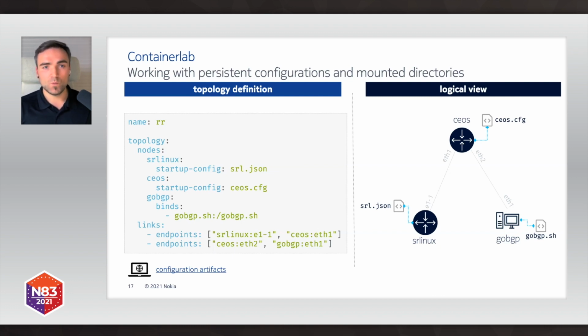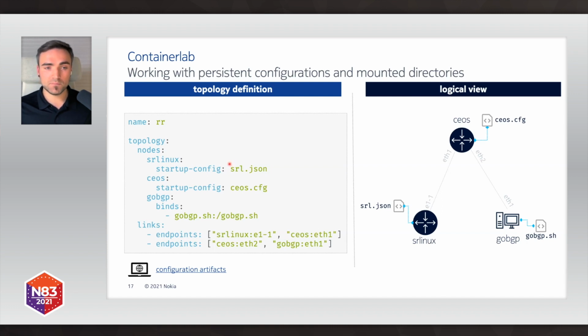Yes, we do. We can have the persistent configurations mounted to the containers, and they will be used as a startup config. That is what I show here in this slide. So take a look at the left-hand side where I have the startup config command given under the SR Linux and CEOS containers. What it means is that these nodes will take those files, which should be available on your machine, and they will use it as a startup config.